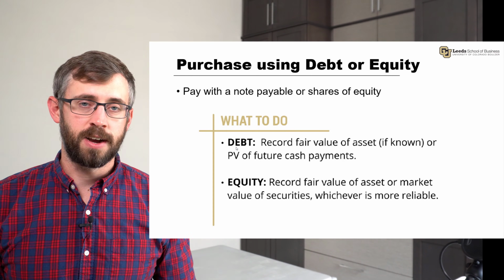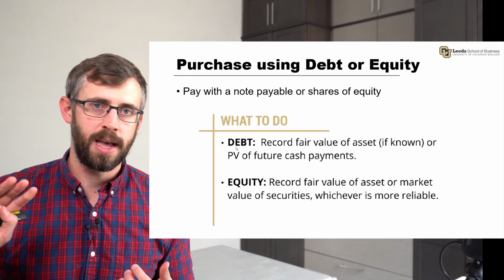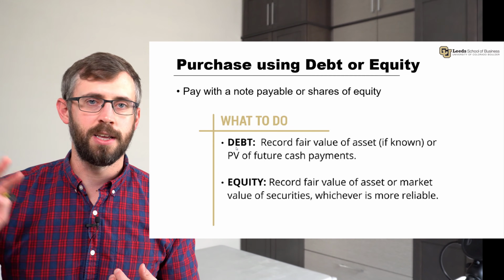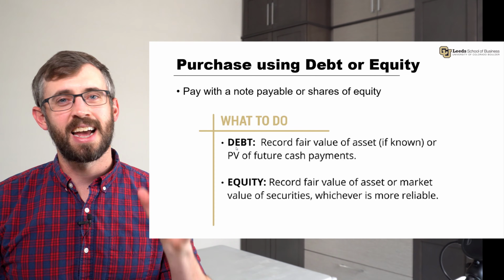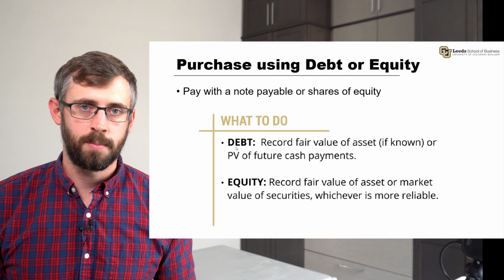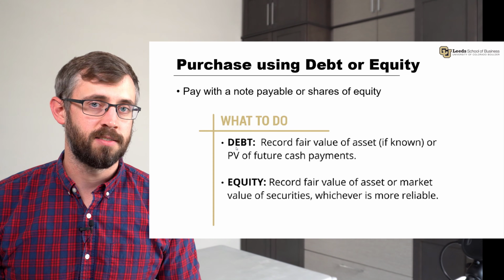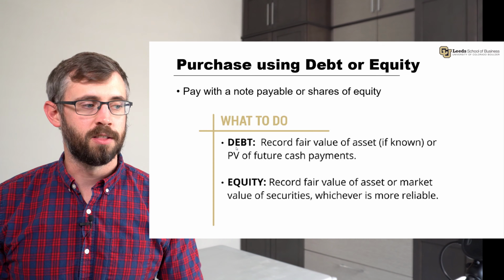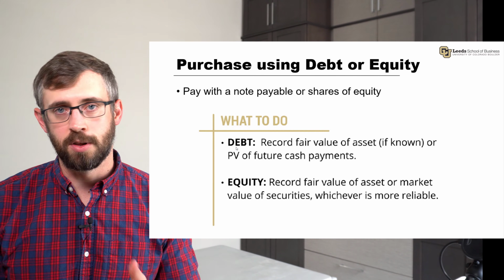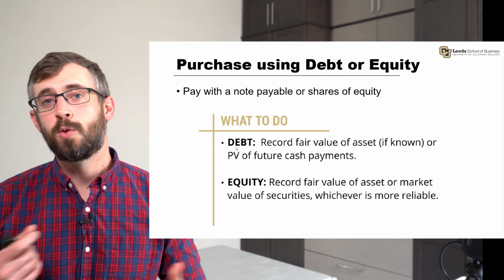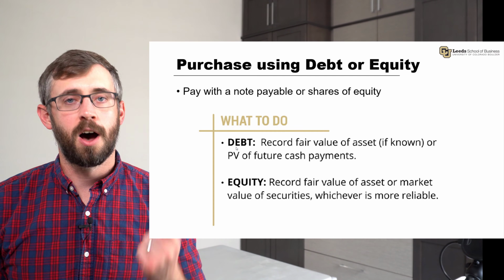Now, if we don't know the fair value, we're going to have to do some different things. If we're issuing a note payable and saying, hey, we'll pay you X amount 3 years from now, then we're going to have to present value that note payable to estimate the value of the asset we're buying. If we're giving away marketable securities instead of cash, we could look at the market value of those securities and ask, is this a reliable estimate of the value of the asset? So between these options, we want to pick the ones that give us the most reliable estimate of the value of our asset.